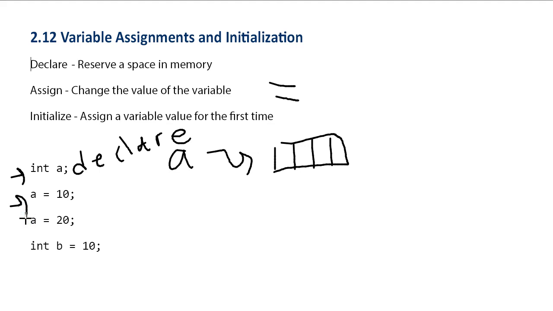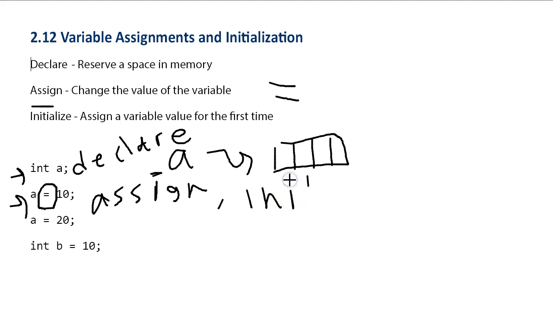Well, what does it do? Does it declare a, assign a? Does it initialize a? Well, this line is an assignment statement. It's got the equal sign, and so we are assigning the value of 10 to a, but it's also the first assignment of any value to a. So this is also an initialization statement. We're initializing a. We're giving it its first value, and that value is 10.